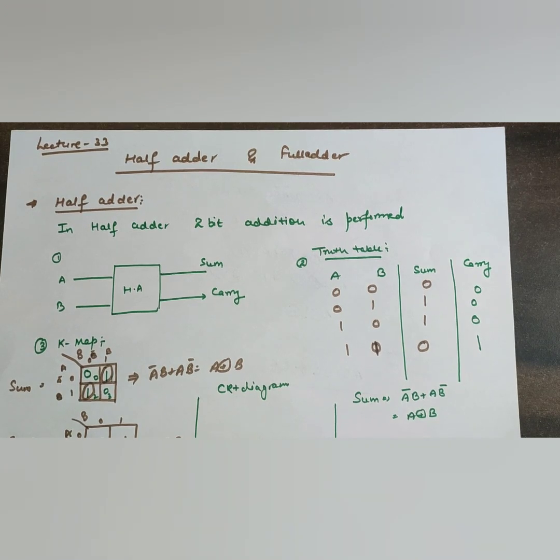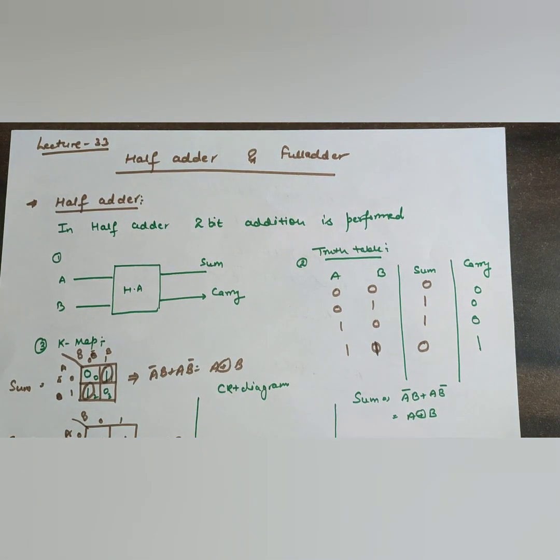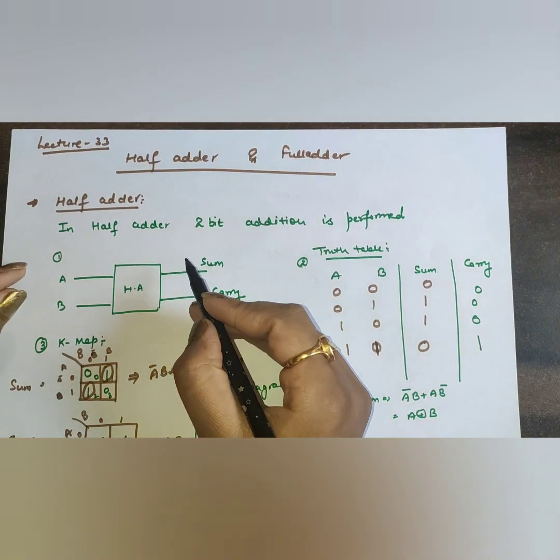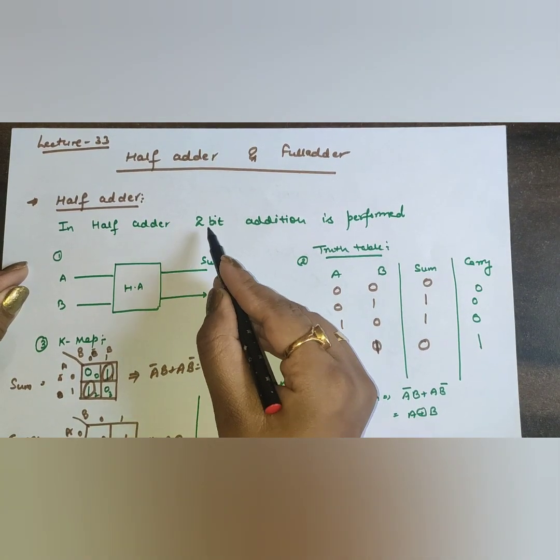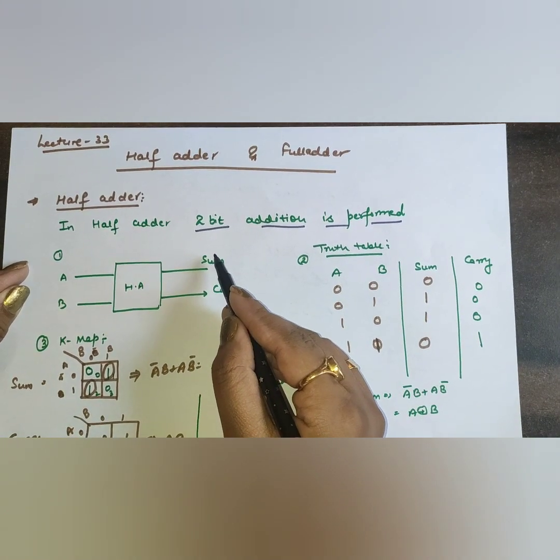Now in this lecture I will explain half adder and full adder, which is also a part of combination circuit, or we can say a type of combination circuit. So half adder and full adder will be explained in this lecture. First of all, I will explain the half adder. A half adder is one where 2-bit addition is performed. Only 2-bit addition is performed in a half adder.